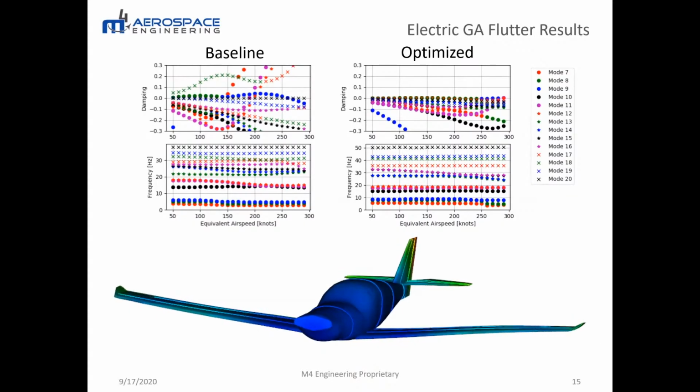Okay, so this result here is a flutter result that we're showing from an electric GA application. I believe this was shown last year. This was a really nice result where we did a sizing condition actually based on flutter, and so these types of things are possible with the tool and work pretty well.